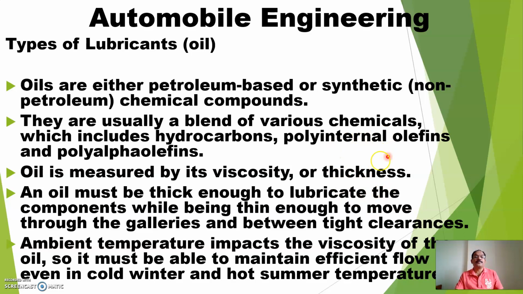Now what are the types of lubricants used in engine lubrication? Oils are either petroleum based or synthetic non-petroleum based chemical compounds. They are usually a blend of various chemicals. Blend means a mixture of 2-3 oils, which includes hydrocarbons, polyalphaolefins or polyolefins. Oil is measured by its viscosity or thickness.